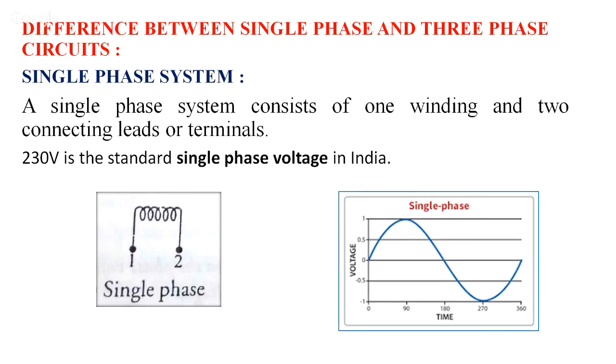In a single-phase system, it consists of one winding and two connecting leads or terminals. So you can see here, this is one winding. The winding has two ends labeled as 1 and 2. So in the case of a single-phase system, it consists of just one winding and two connecting leads. So 1 and 2 are the two connecting leads or terminals. And in India, the single-phase voltage is 230 volts.